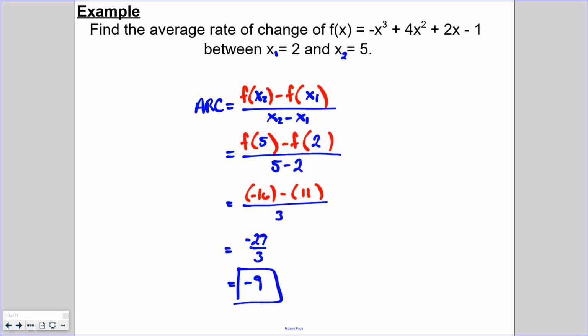Now, please don't start to believe that just because the previous answer was negative 9 and I chose a bad problem with this answer being negative 9, that the answers are always going to be negative 9. That just happened to be a coincidence here.